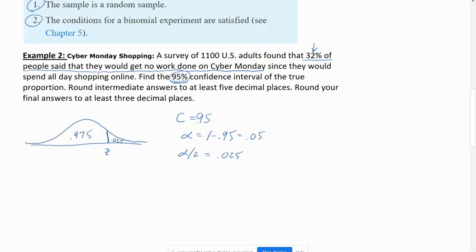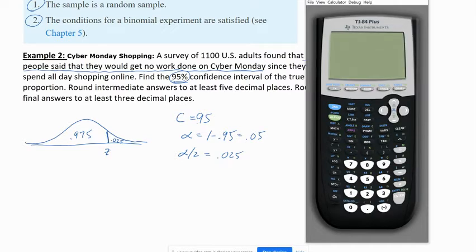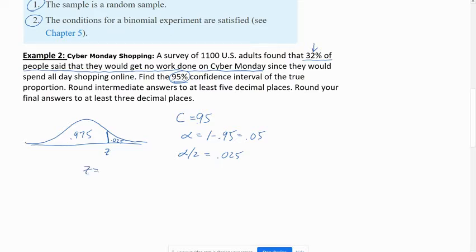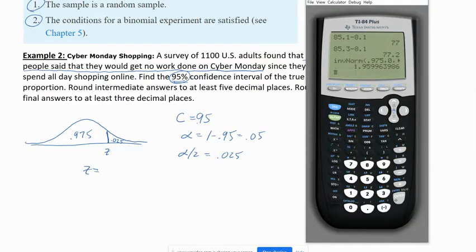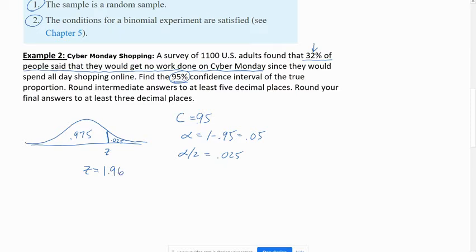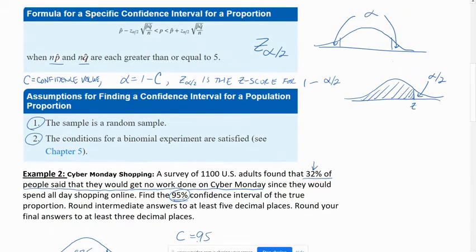And so we can use our calculator and use the inverse norm. And we want 0.975. And that is associated with Z equals 1.96. That's one that we calculated earlier today, 1.96. And so now using the formula that we have up here, we're doing p hat minus that z value that we just calculated times the square root of p hat q hat over n.